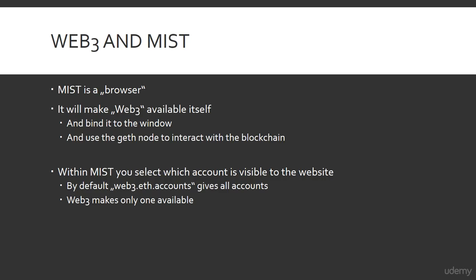This is how Web3 and Mist work together. Mist is a browser, and it makes Web3 available through the window object in the browser. It will use Geth in the background to interact with the blockchain. Within Mist, you select which account is visible to the website. By default, when you just connect a website to a Geth node via localhost port 8545, you will find all of the Geth accounts with web3.eth.accounts inside your browser, and Web3 makes one of them available.